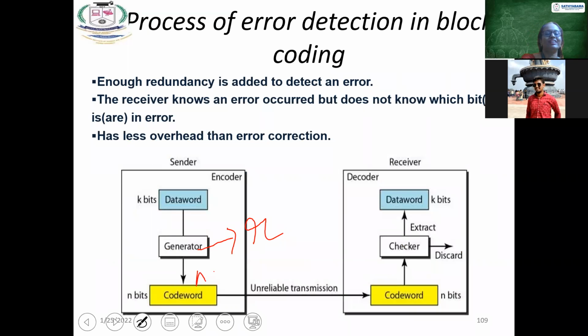N is equal to what? Don't forget this formula: K plus R. Here again the code word will be there, and the checker will do all the kind of checking.